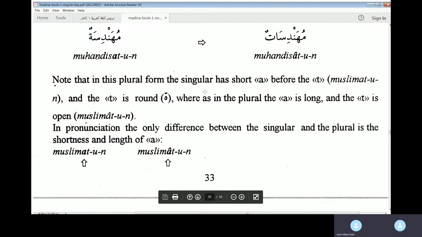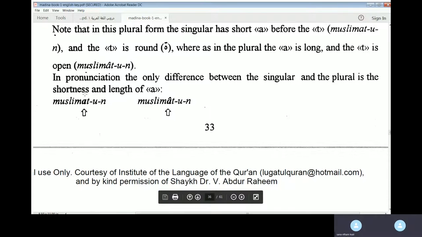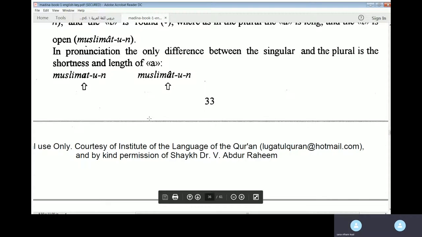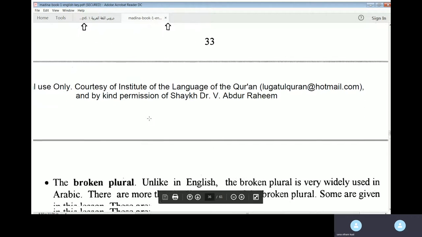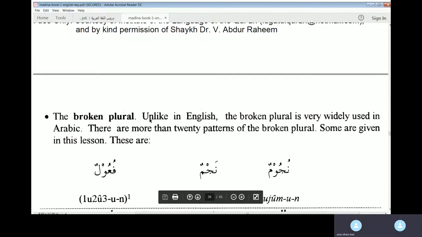Note that in this singular form, the fata before the ta is short, Muslimatun, and the ta is round ta, ta marbuta, whereas in the plural, the fata is long and the ta is open, Muslimatun. In pronunciation, the only difference between singular and plural is the shortness and the length of fata. Muslimatun, Muslimatun. I understand, Mr. Mujibid. Next. The broken plural.